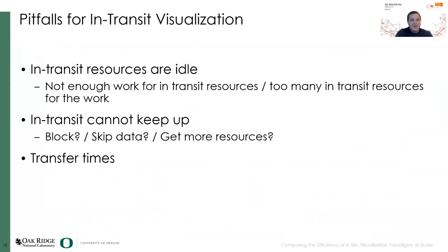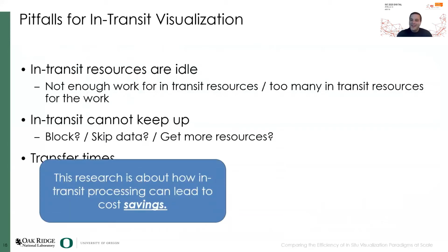Our in-transit resources are idle, that's going to cause our cost to go up, if we don't have enough work for in-transit resources, or maybe we have just too many resources allocated. Another pitfall is that maybe in-transit cannot keep up. Do we block? Do we skip data? Do we get more resources? All of those are really open questions. And then the third pitfall is our transfer times.